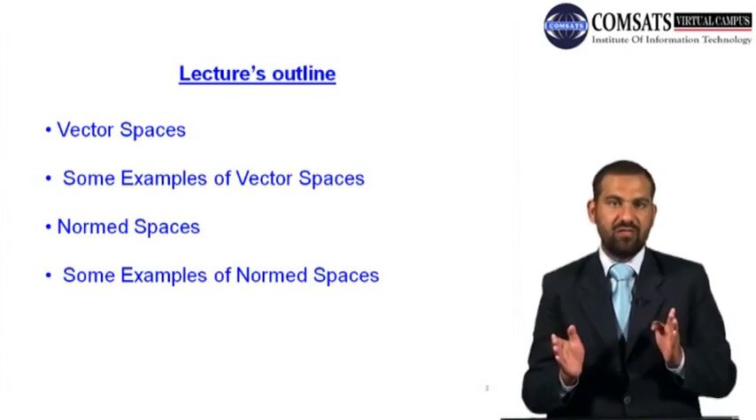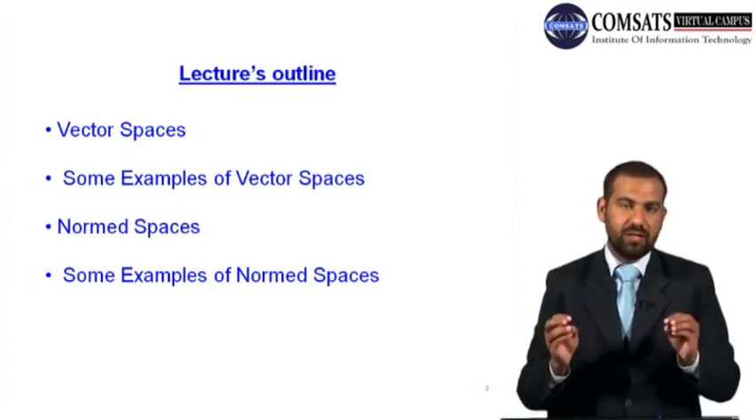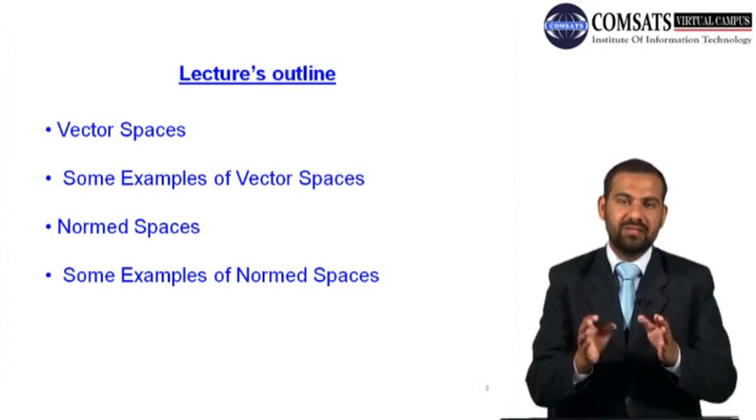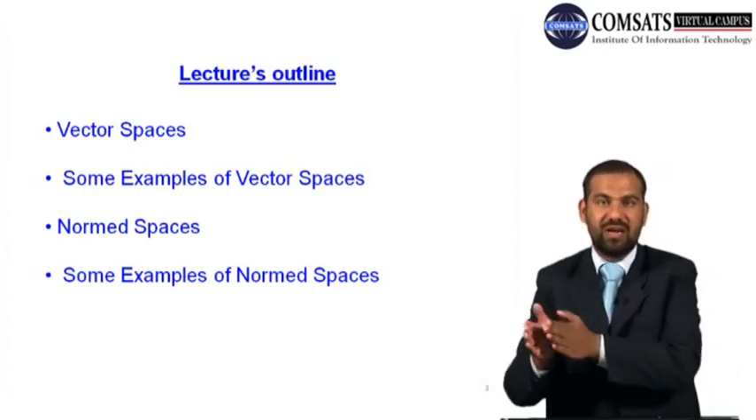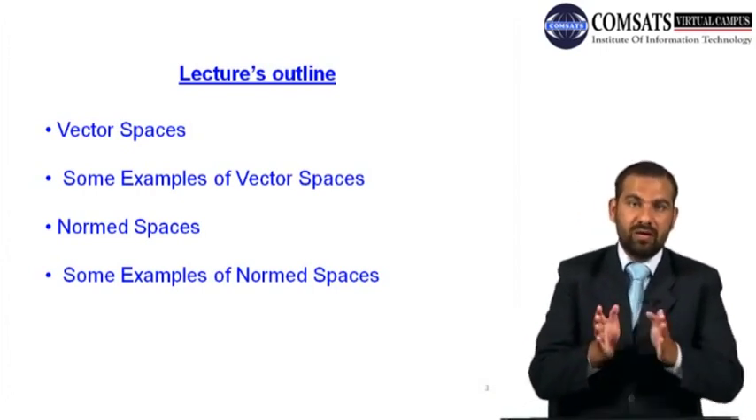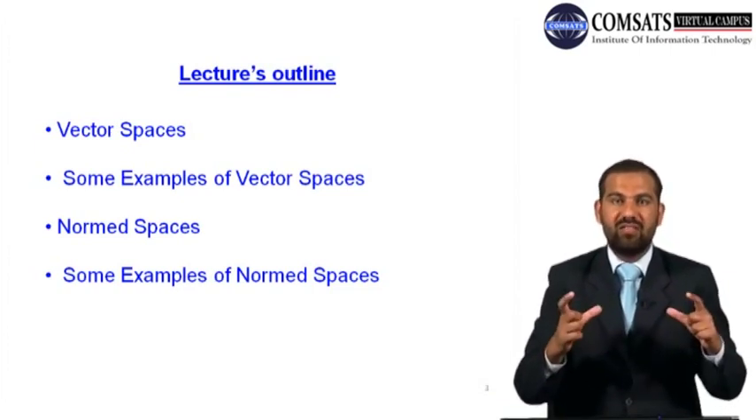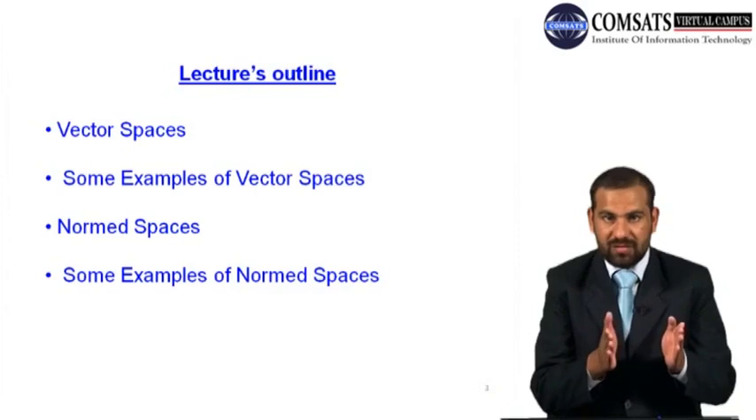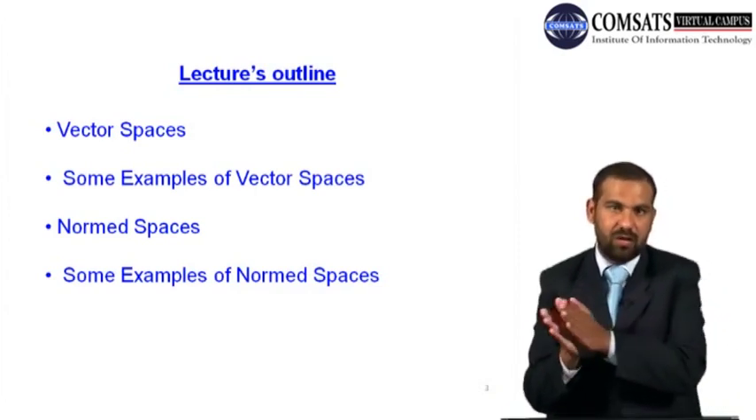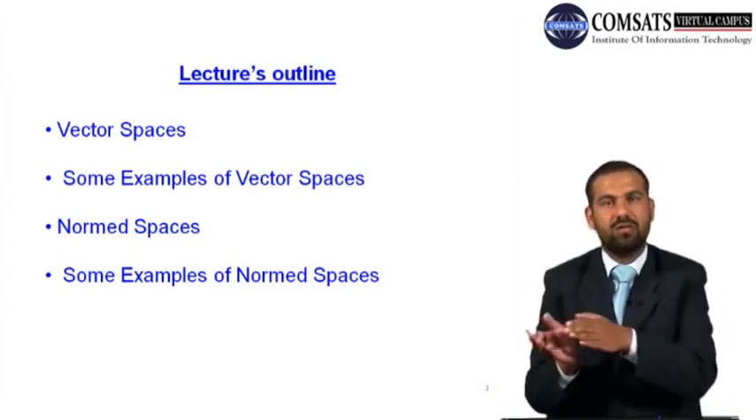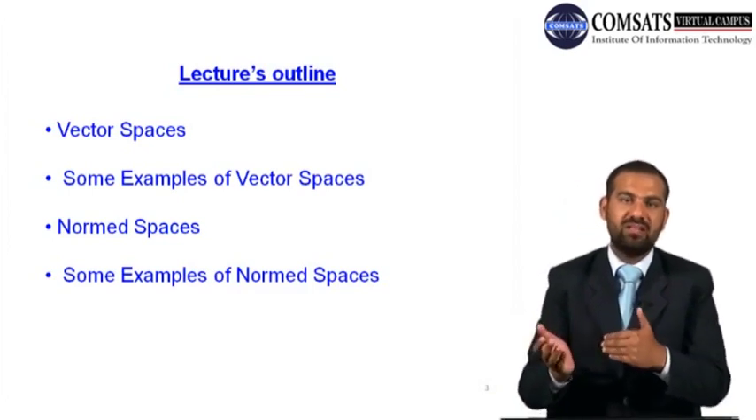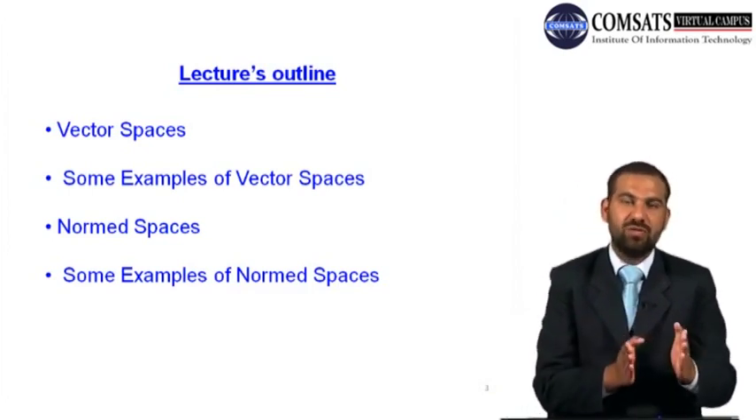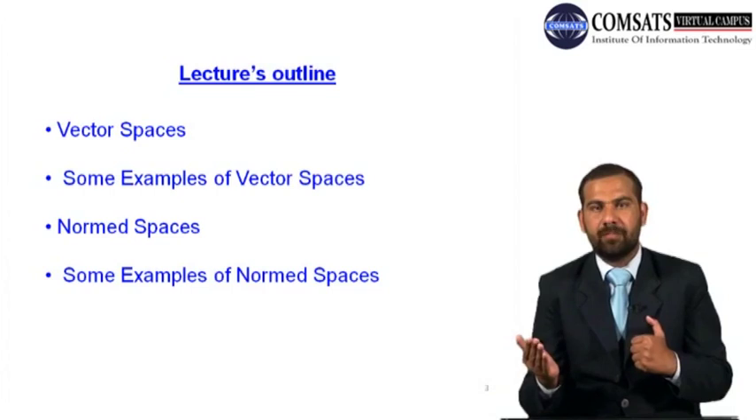Space means that whenever you have two elements and you add them, their sum must belong to that set. For instance, you have the set of natural numbers. We know that if we add two natural numbers, their sum also belongs to that set. So if such a property is satisfied by a set, we say that it is a space.